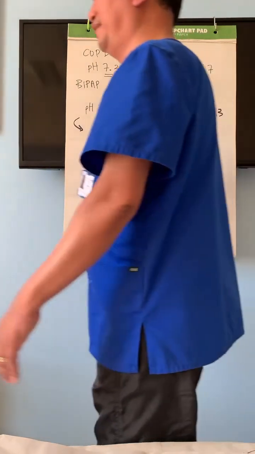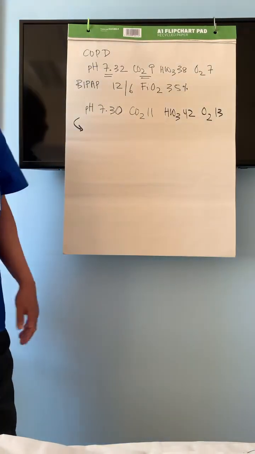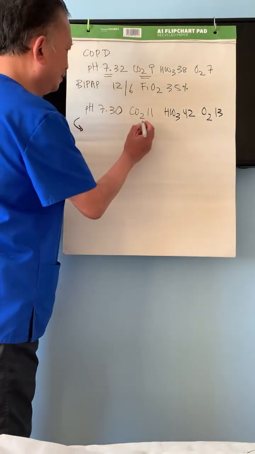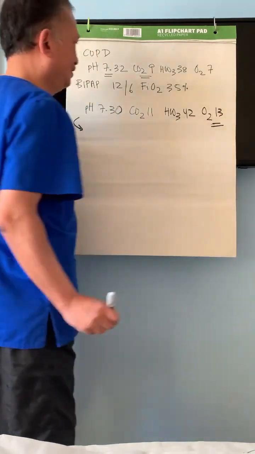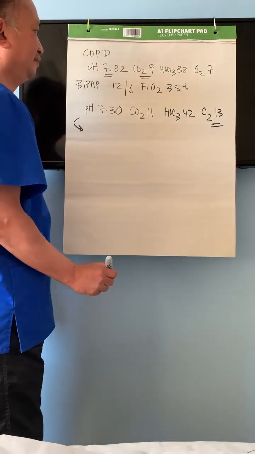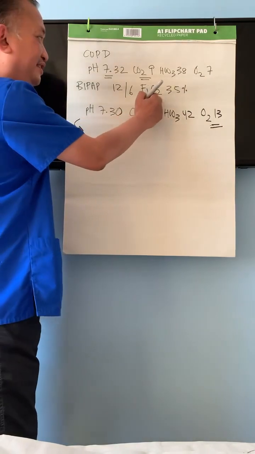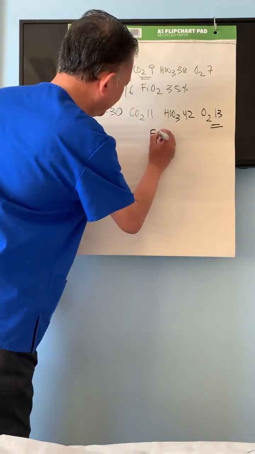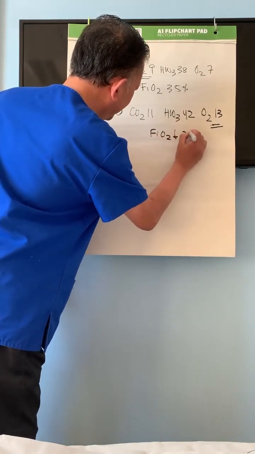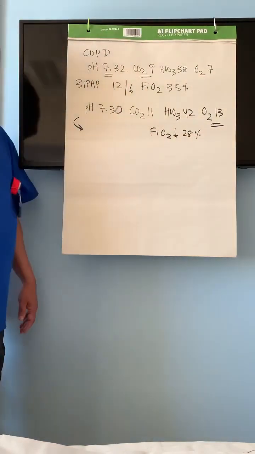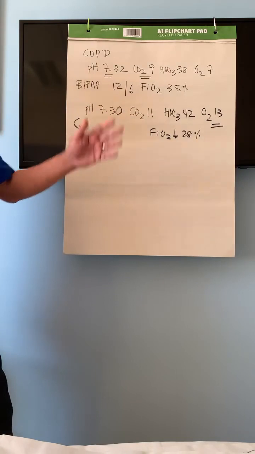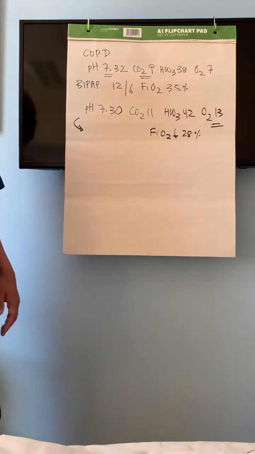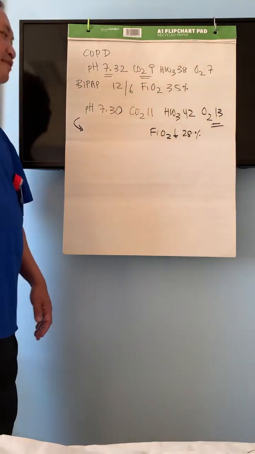So what is the problem? Find out the problem. Too much oxygen. Yes, too much oxygen. We don't need 13. We need only 8. So what are we going to do? We definitely need to reduce this. So FiO2 reduce to 28%. Agreed? We can go to 24. 24 to 40 is the range. Reduce FiO2 to 28%.